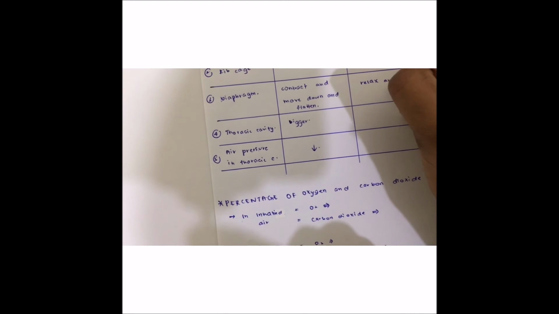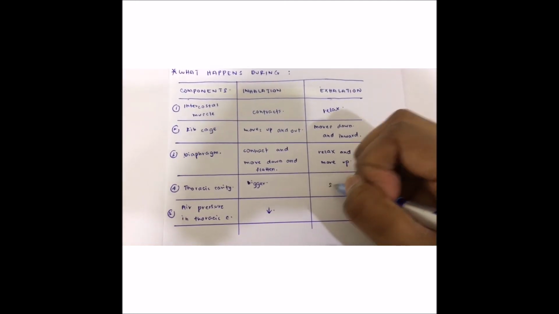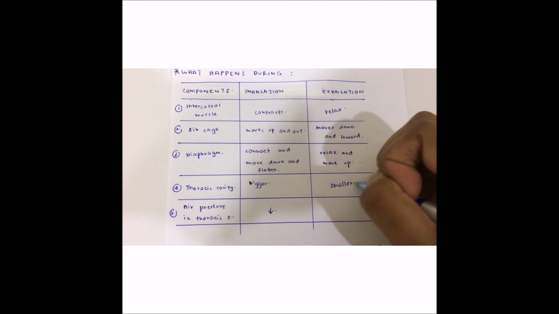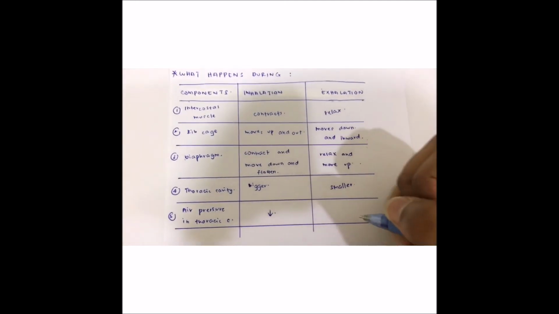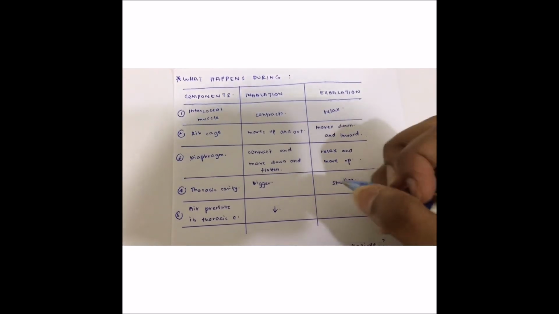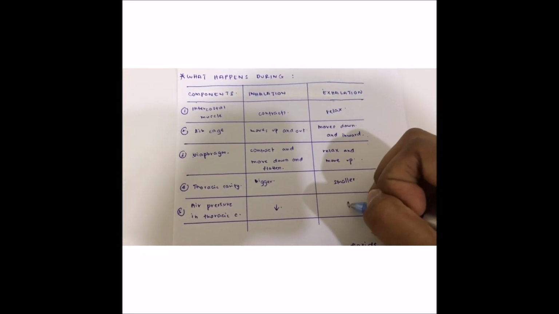Okay, so as for exhalation, the intercostal muscle relaxes, so it allows the rib cage to move down and inward, and the diaphragm also relaxes and it will move up. The thoracic cavity will become smaller because you want to exhale all the air as much as possible, so the air pressure in the thoracic cavity will increase.